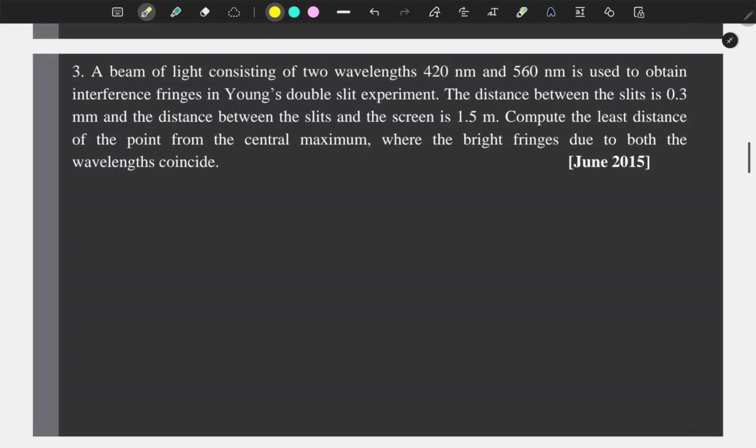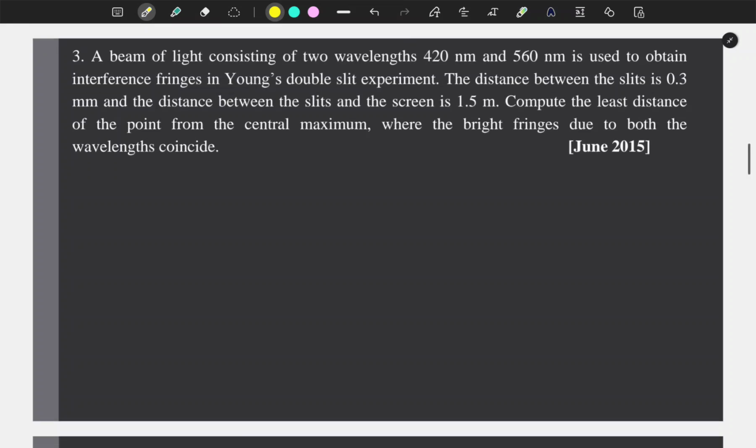So here we have a beam of light consisting of two wavelengths, 420 nanometer and 560 nanometer, used to obtain interference fringes in Young's double slit experiment. The distance between the slits is 0.3 millimeter and the distance between the slits and the screen is 1.5 meter. Compute the least distance of the point from the central maxima where the bright fringes due to both the wavelengths coincide. So let me show you what is happening here.